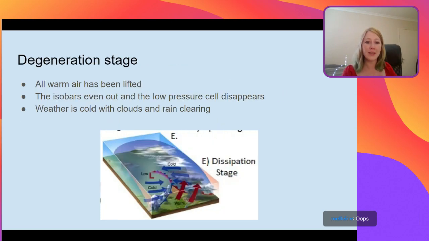And when it has been completely occluded, it will reach the degeneration or dissipation stage. That is when all of the warm air has been lifted and cut off by the cold air, so that it's not on the ground anymore, and you just have the cold air mass on the ground. That is the dissipation stage. At that stage, the pressure starts to balance out and the low pressure cell will disappear. The weather might still be cloudy and rainy, but at this stage, it is leveling out.